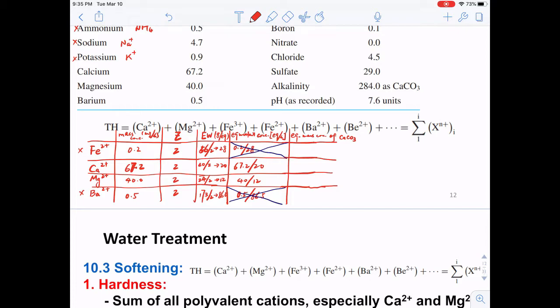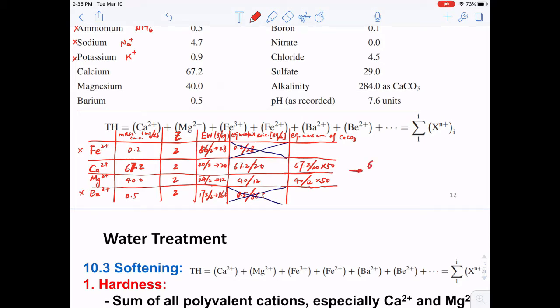And as we have mentioned before, that is just the normality multiplied by the equivalent mass of the calcium carbonate, which is 50. So here, basically, we can multiply 67.2 divided by 20, multiply by 50, and 40 divided by 12, multiply by 50 again. Okay? So based on the equivalent concentration, we can multiply that by the equivalent mass of the calcium carbonate. And this is going to give us the equivalent mass concentration, right?